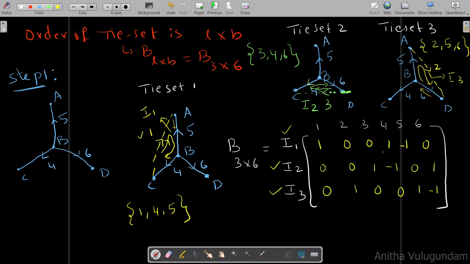This is how we fill the elements in the tie set matrix. So this is the tie set matrix obtained for the given tree. If you draw another possible tree, you will get a different tie set matrix. In the question, we are asked to write a loop matrix, and we are done with writing the loop matrix, or fundamental matrix, or tie set matrix. Next thing is to express branch currents in terms of loop currents. Let us write KCL equations and then KVL equations.